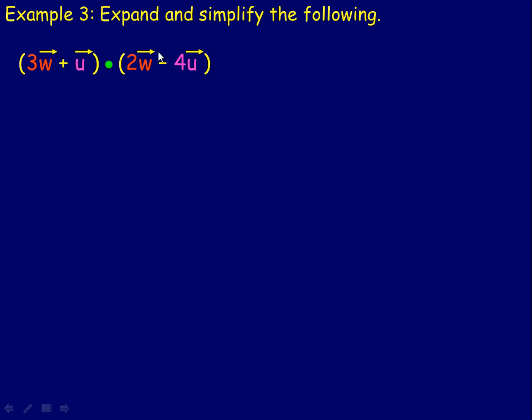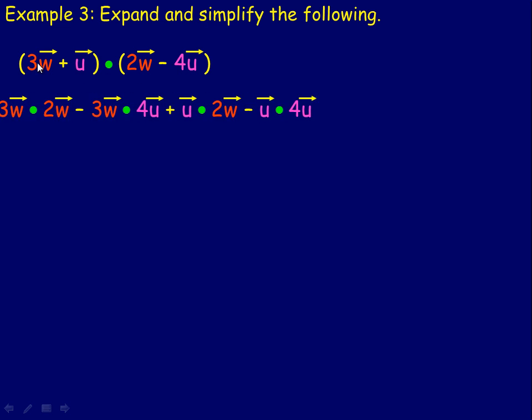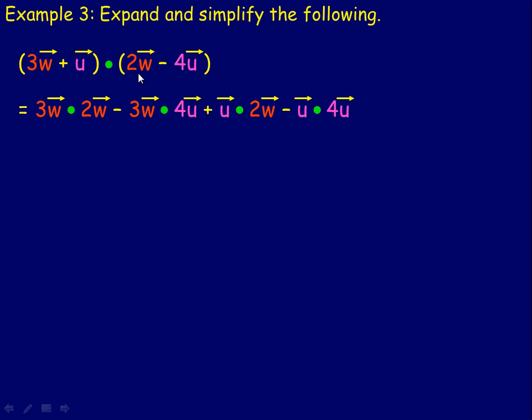In this example, we're asked to expand and simplify the following, take the dot product of these two vectors' sum and differences. And so we would go 3w dot 2w, so that's the first thing I'd write down. And this is really like FOIL, or multiplying two binomials together. And then we would go 3w dot the negative 4u, so that's this one here. u dot 2w would be the next one, and then u dot negative 4w, so negative u dot 4u, sorry.